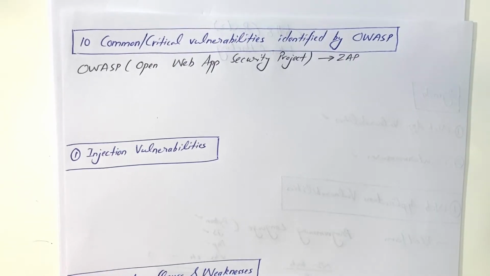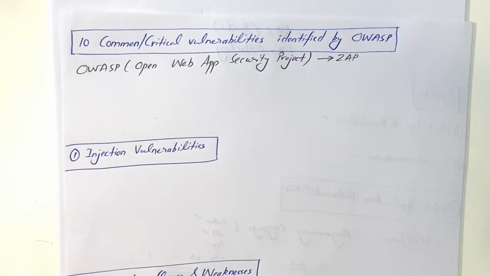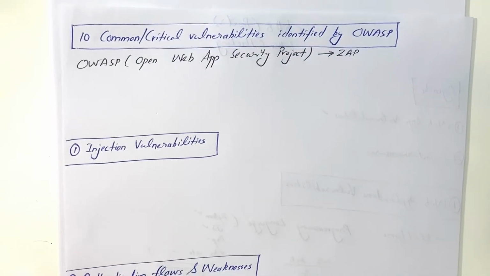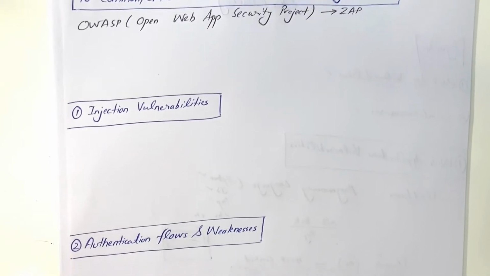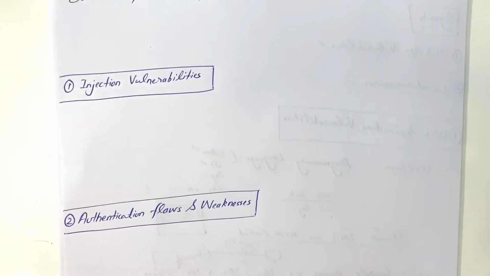So OWASP has identified the 10 most common critical vulnerabilities through which web applications can be hacked. So let's start discussing those vulnerabilities. The first is the injection vulnerabilities.